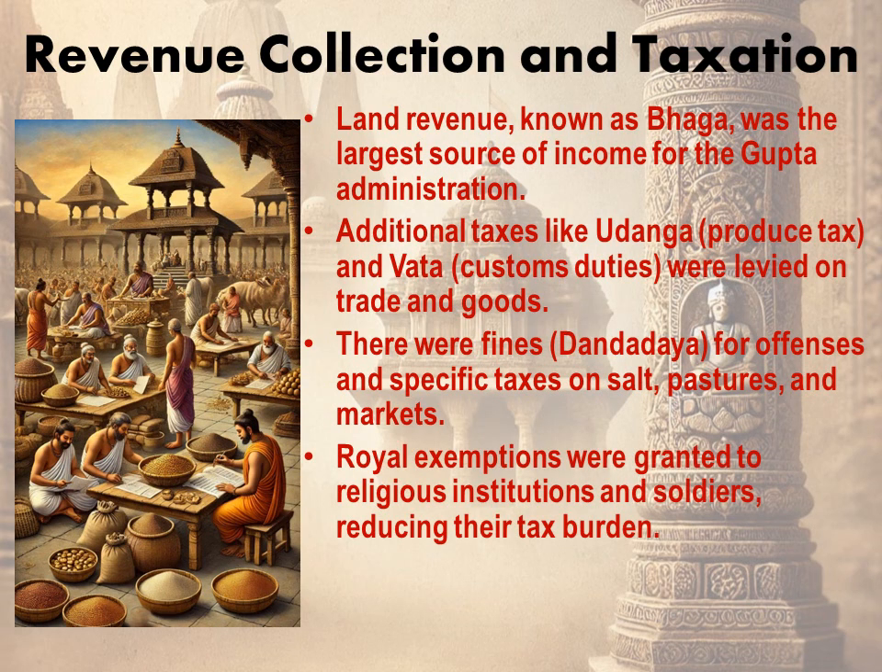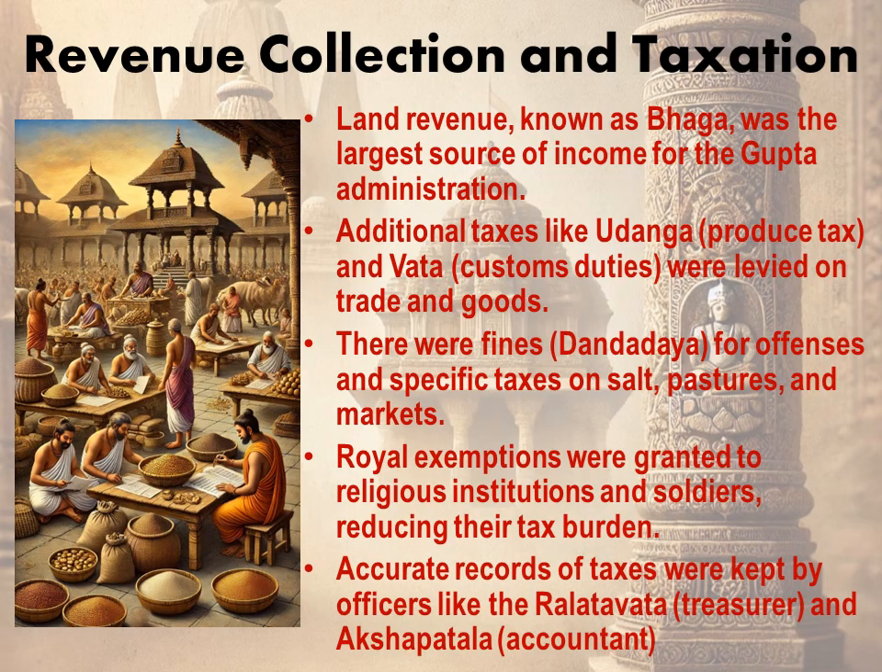Royal exemptions were granted to religious institutions and soldiers, reducing their tax burden. Accurate records of taxes were kept by officers like the Ralatavata, which is the treasurer, and the Akshapataladhikrita, which is the accountant.